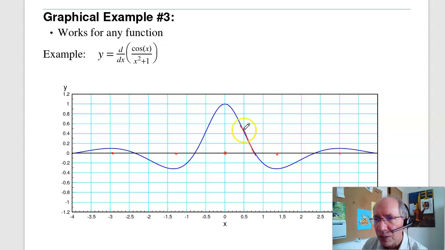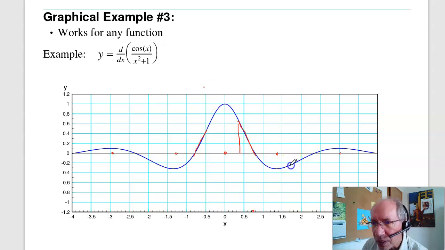The slope, see from here to here, the change in x is 0.5, change in y is 0.7. So it looks like 1.4 negative. So 1.4 about here. At this point, by symmetry it will be plus 1.4.